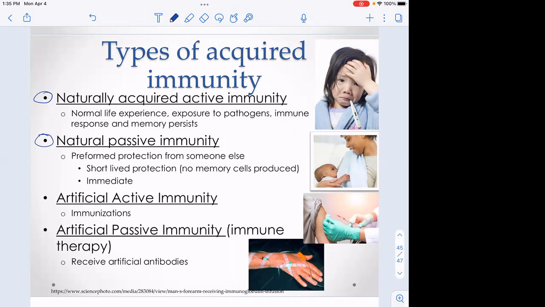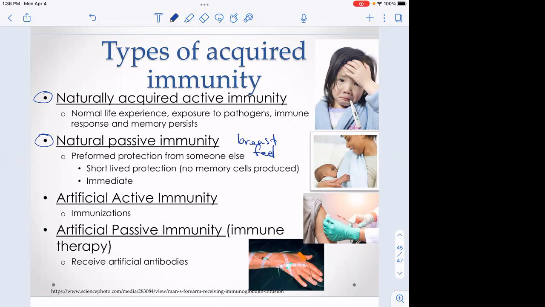The problem is you're not making them yourself, right? You get them from someone else, they last a little while, and they may degrade. The really only example of this where that happens naturally is by breastfeeding. So a breastfed infant will naturally acquire antibodies. What kind of antibodies? Remember, it's the IgA that travels in our bodily secretions like breast milk.